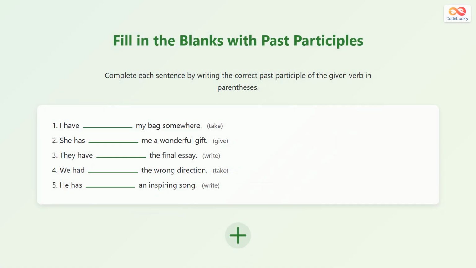Now it is your turn. Complete the sentences with the correct past participles. I have blank my bag somewhere. She has blank me a wonderful gift. They have blank the final essay. We had blank the wrong direction. He has blank an inspiring song. Use the correct forms, taken, given, and written, to fill in the blanks.